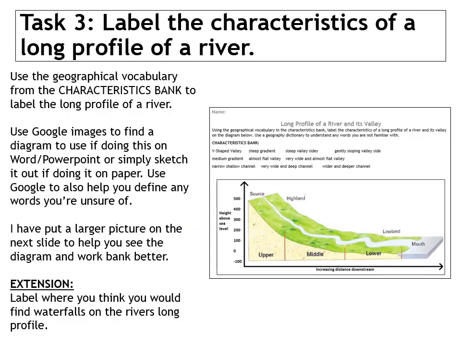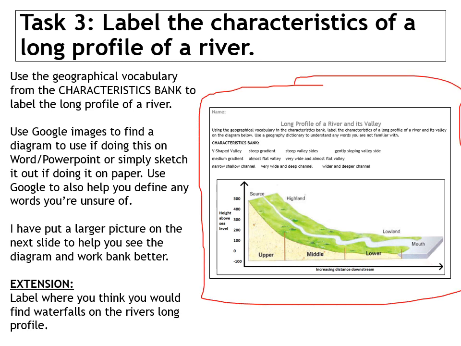For task 3, what I want you to do is label the characteristics of a long profile of a river. Now, this picture I've put here, I've got a bigger version on the next slide, which I'll let you pause on when you start this task. If you're doing it on Word or PowerPoint, you can try and find a similar diagram on Google Images. If you just type in long profile of a river diagram, it should come up, and find that and copy and paste it into your Word document or your PowerPoint.